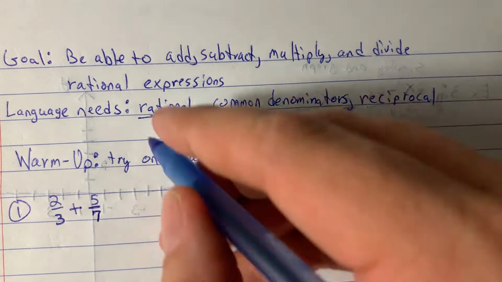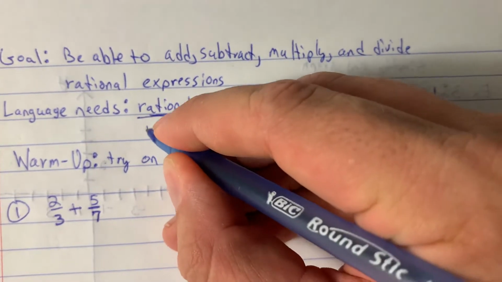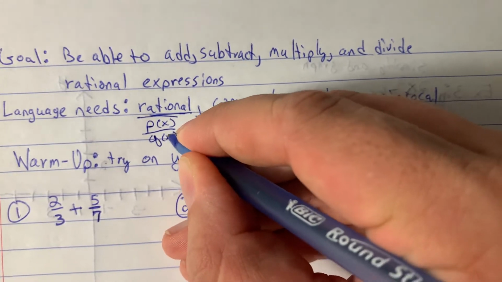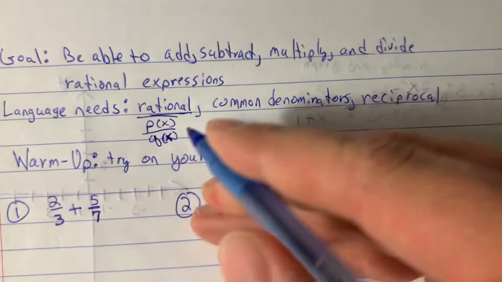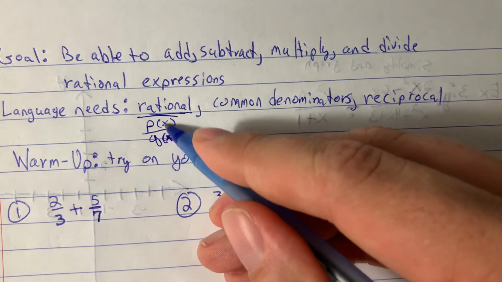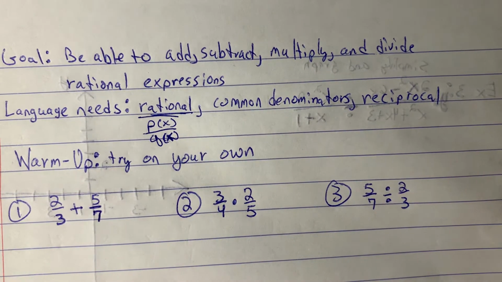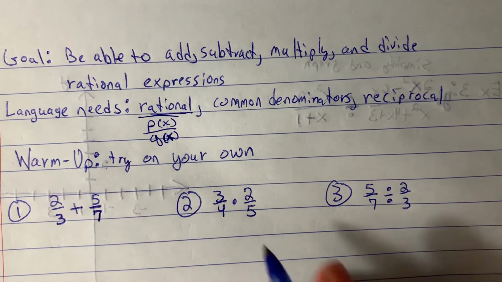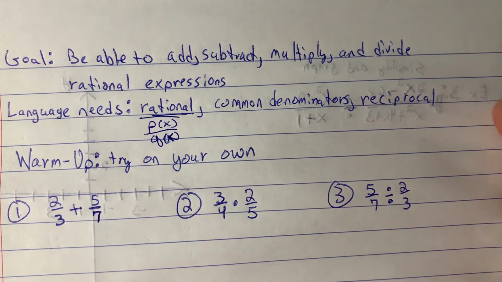When we're talking about algebra, we're talking about two polynomials written as a ratio. It's anything that can be written as a ratio of two polynomials. So we're going to involve dividing algebraic expressions. And because we're going to involve dividing, it's going to look a lot like fraction skills from middle school.